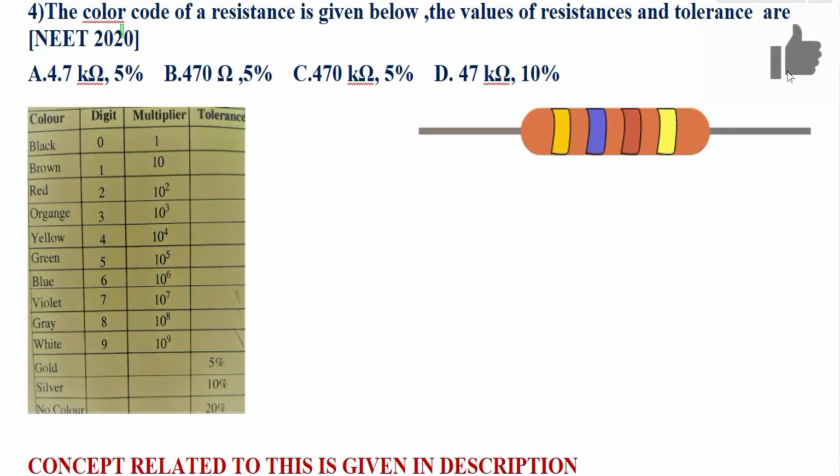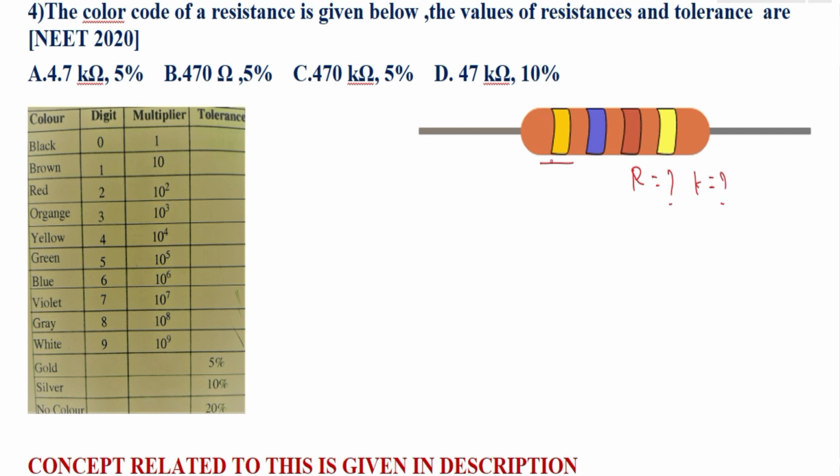Our fourth sum is, the color code of a resistance is given below. The value of resistance and tolerance are. Now this is a resistor whose color codes are given. Now what is he asking us to calculate? He is asking us to calculate the value of resistance of this resistor and its tolerance value.